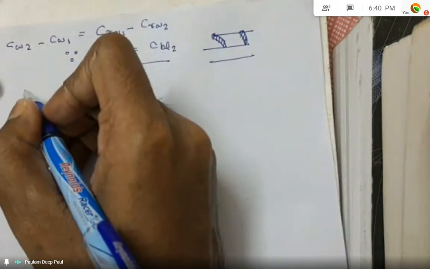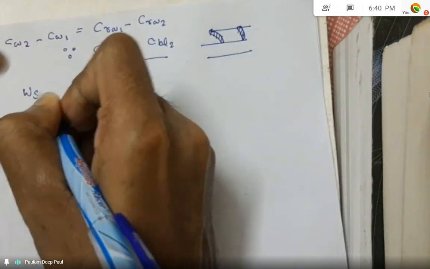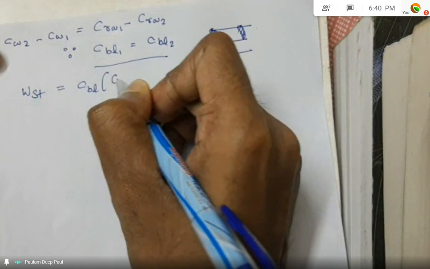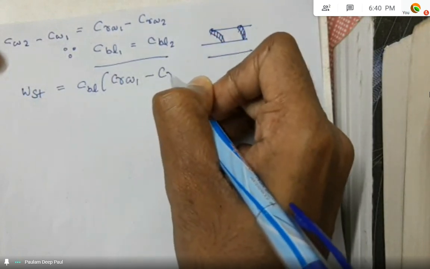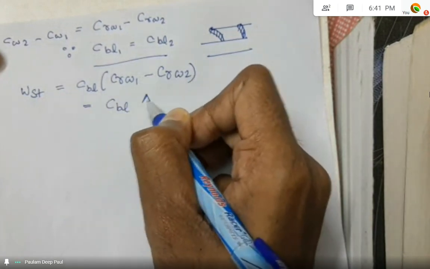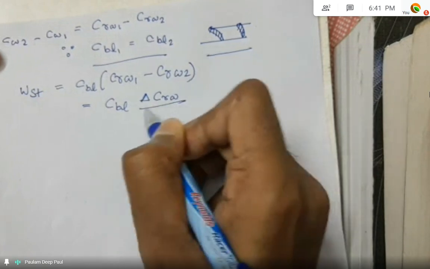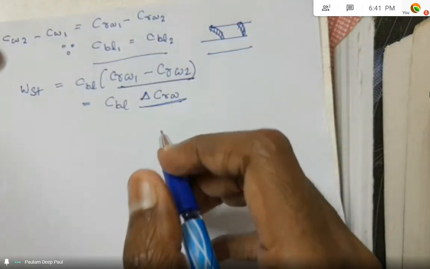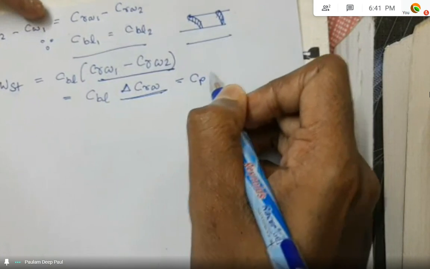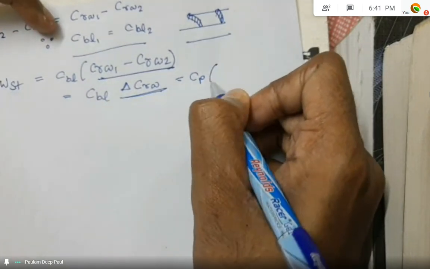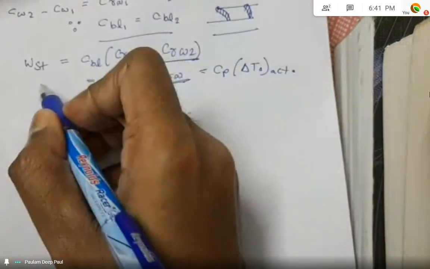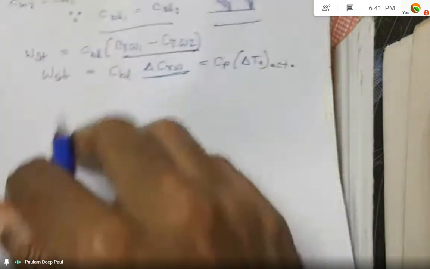So now we can write the above equation as WST equals CBL multiplied by (CRW1 minus CRW2), or we can also write it as CBL delta CRW. Delta CRW basically means this difference, and we can substitute it with the specific heat capacity at constant pressure multiplied by the actual temperature difference that we get. This is the work done per stage of the axial flow compressor.